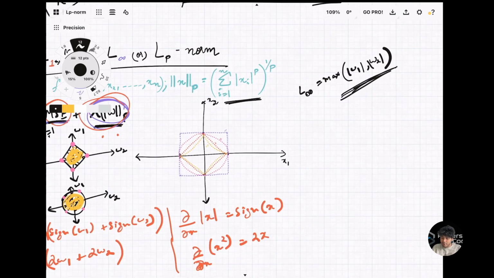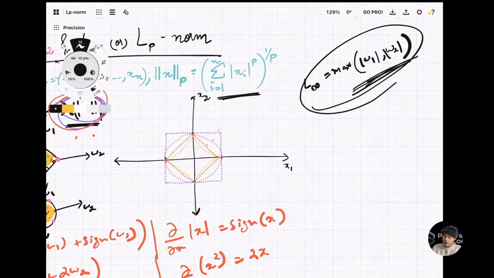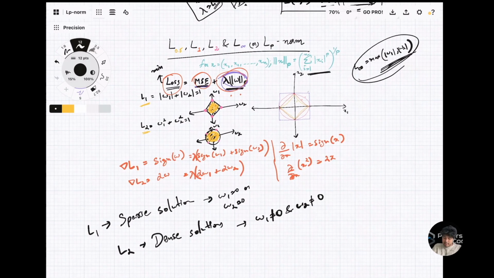And an interesting thing for you guys to take home is to find out how the infinite norm is calculated and why it is a square box. I've already explained to you how L1 is a diamond and L2 is a circle. You guys can check that out.